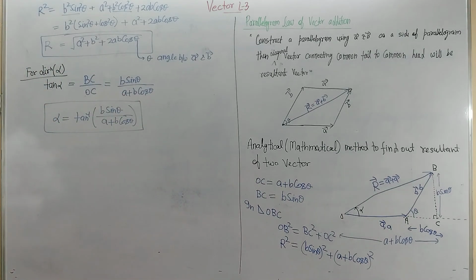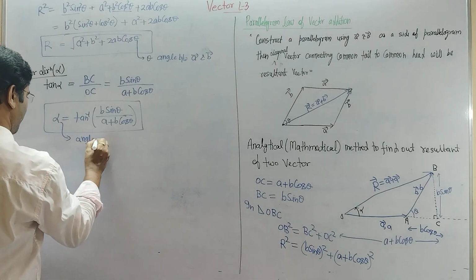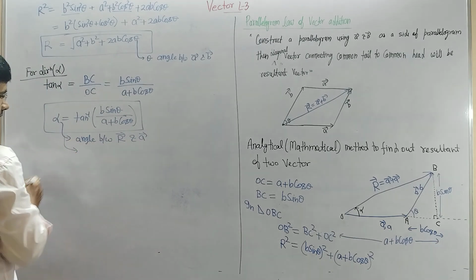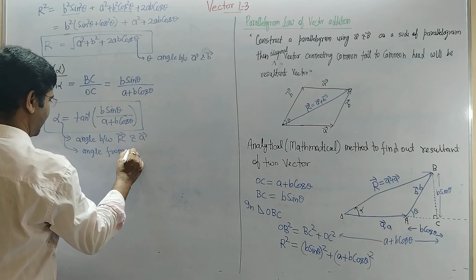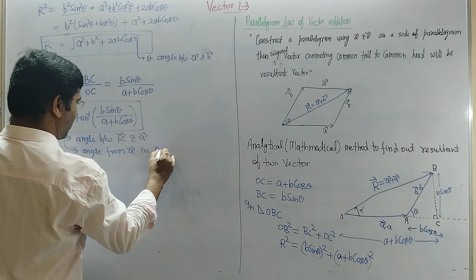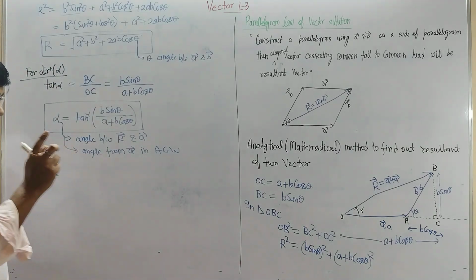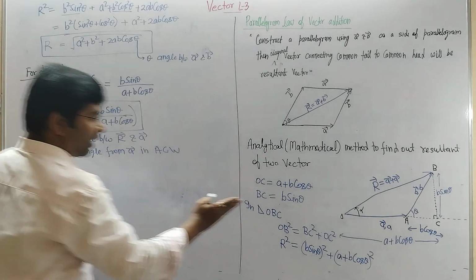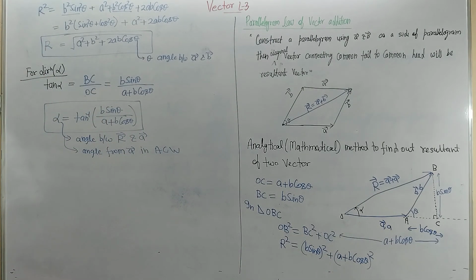Alpha is the angle between vector R and vector A, or we can say this much angle from vector A in anti-clockwise direction. But this is the better term, always true: angle between vector R and vector A, not angle between vector R and vector B. So this alpha is the angle between vector R and vector A. So value and direction we can find like this.